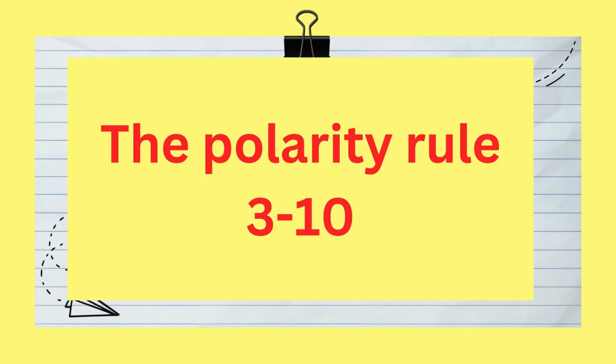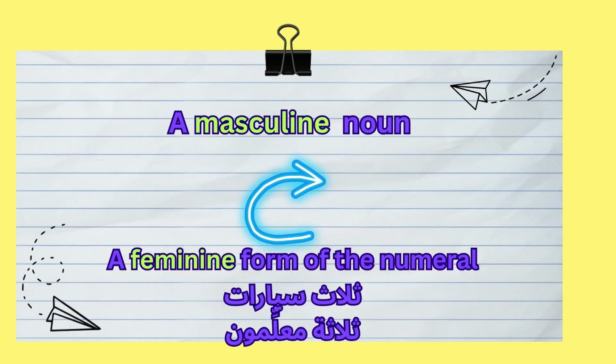Rule number 3, the polarity rule. Numbers 3 to 10 have the polarity rule, and I'm going to explain what we mean by the polarity rule. If the noun that follows any Arabic number from 3 to 10 is masculine, the number takes a feminine form. If the noun is feminine, the number takes a masculine form. So look at these examples.